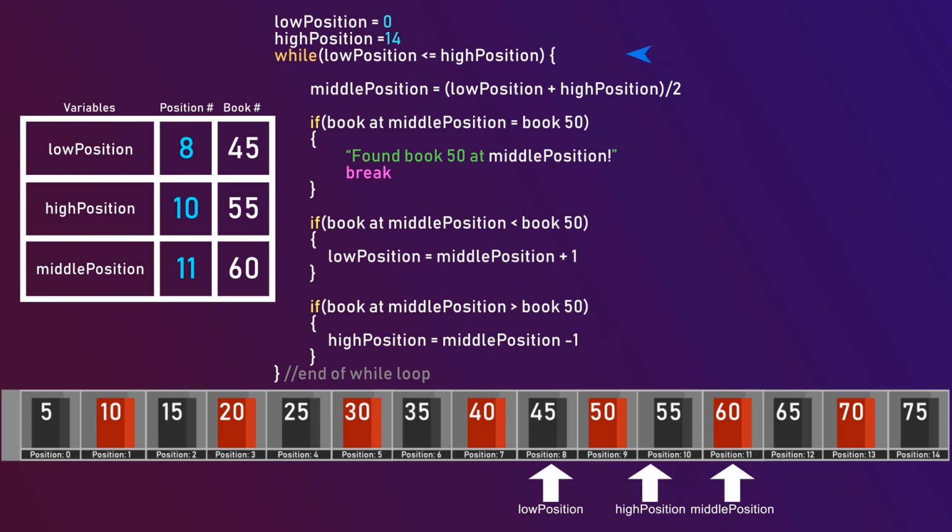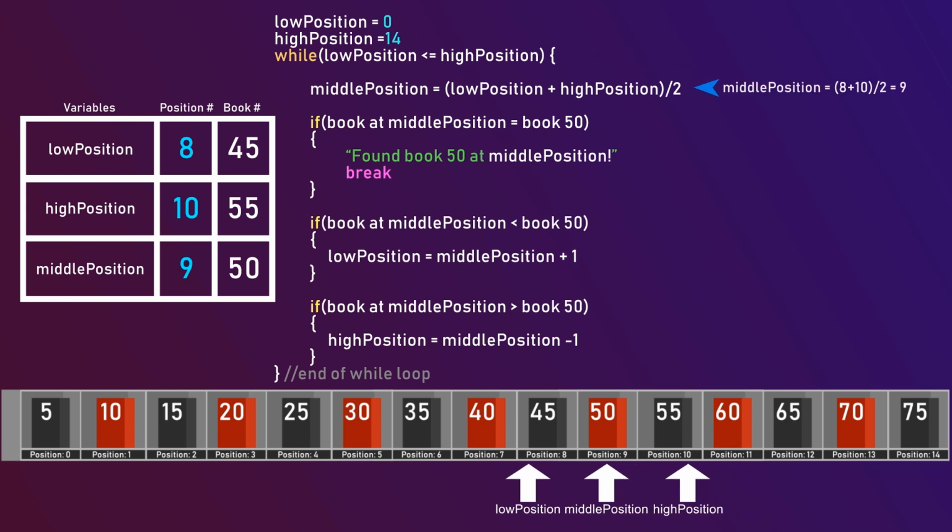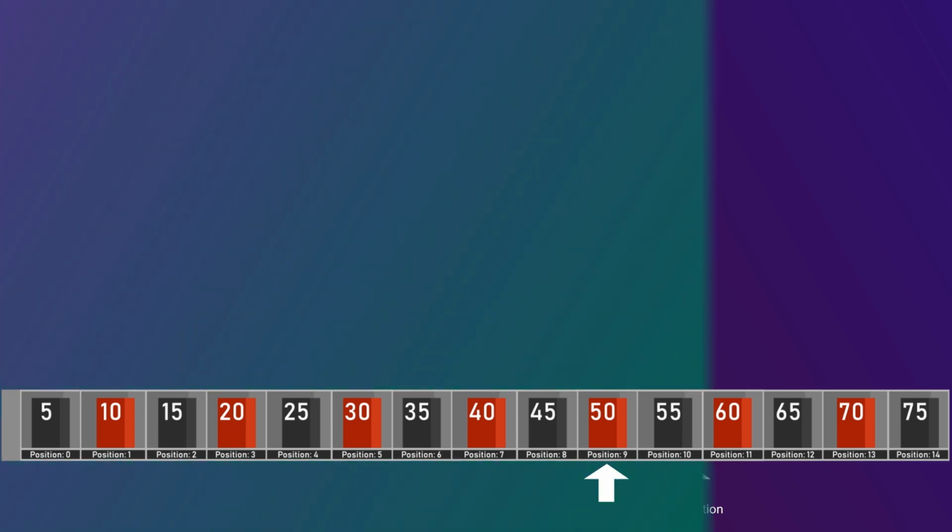We'll loop back to the top, find that our condition is still true, and go inside. We'll update our middle position number to 9 and check the condition of our first if statement. The book at the middle position is the book we're looking for, so we'll go inside, say we found the book at position 9, and then break out of the loop.